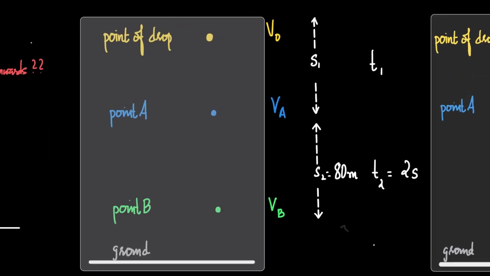So let us try to understand the given data one more time. So we have the ground, an object is dropped from O, the corresponding velocity is VO, the body reaches point A, the corresponding velocity is VA, the time taken to travel from O to A is T1, and the corresponding displacement in T1 seconds is S1. Body travels further from A to B, the corresponding velocities VA and VB. And the travel from A to B takes time T2, which is 2 seconds, and the displacement from A to B is 80 meters. The body has not yet reached the ground. Okay?